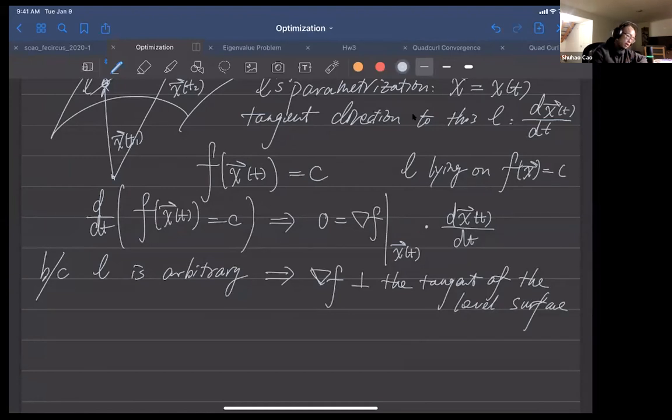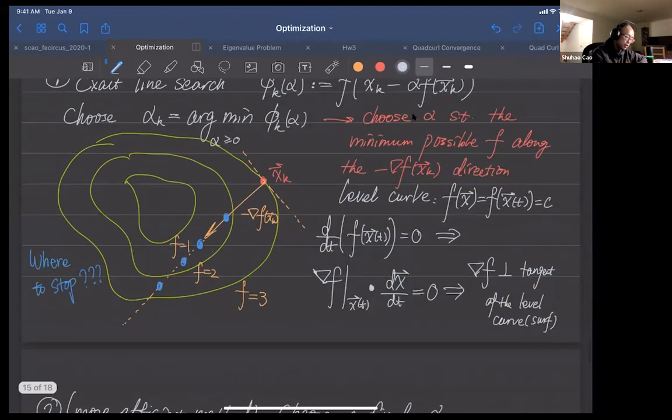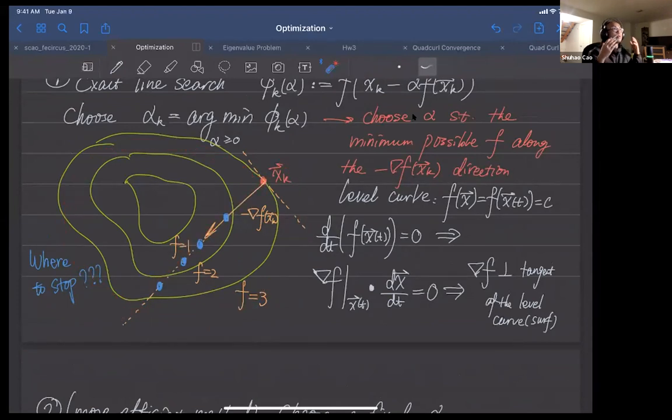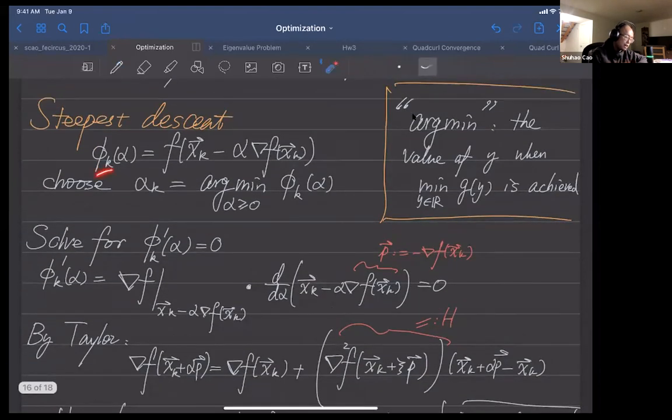So once we prove this, we use it to illustrate with this picture. We start from here, and then we go in this direction, and we use an optimization problem to determine where we should stop. This is basically the preparation, and then we derive the steepest descent right here. I think this is already covered in the video, so I would just skip that. So this is like an amendment to the lecture video.